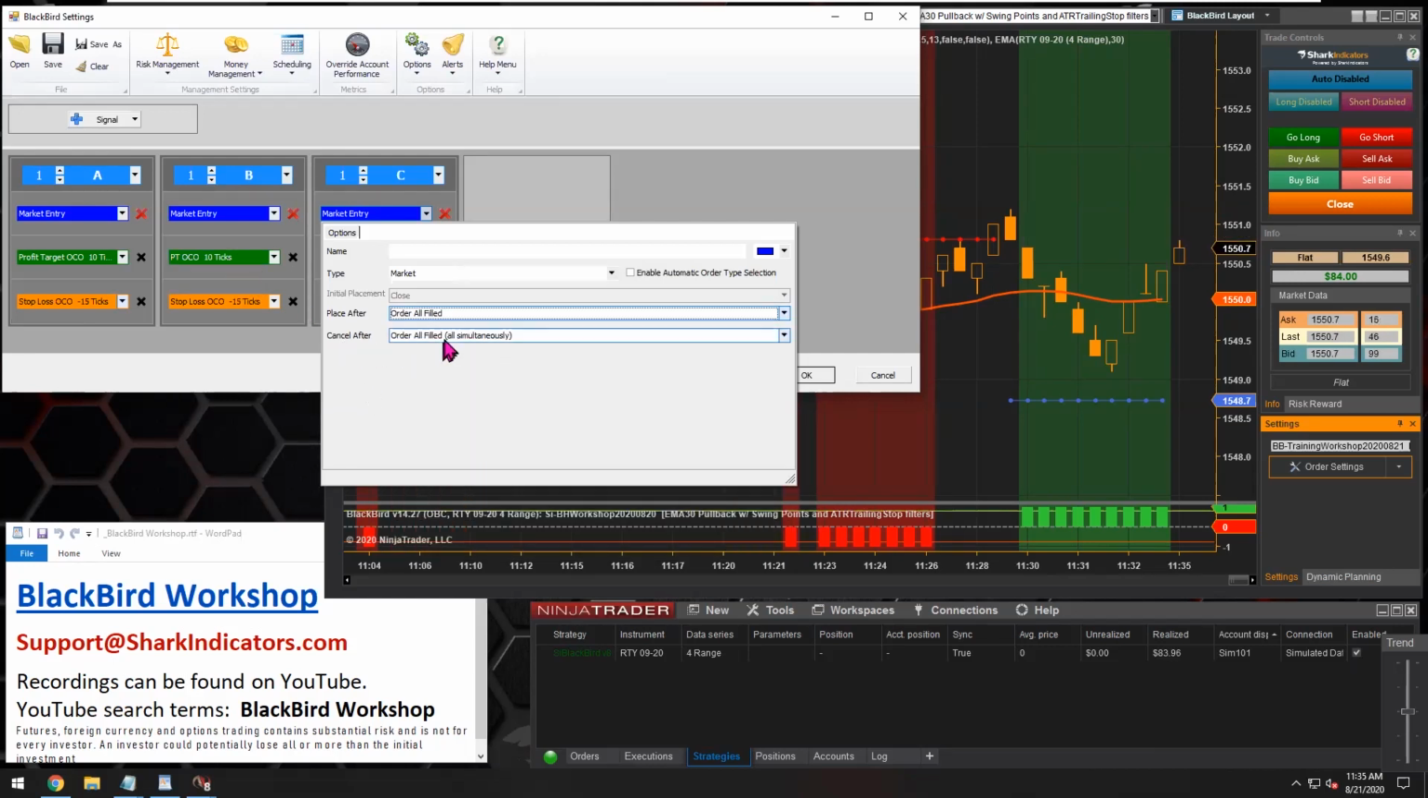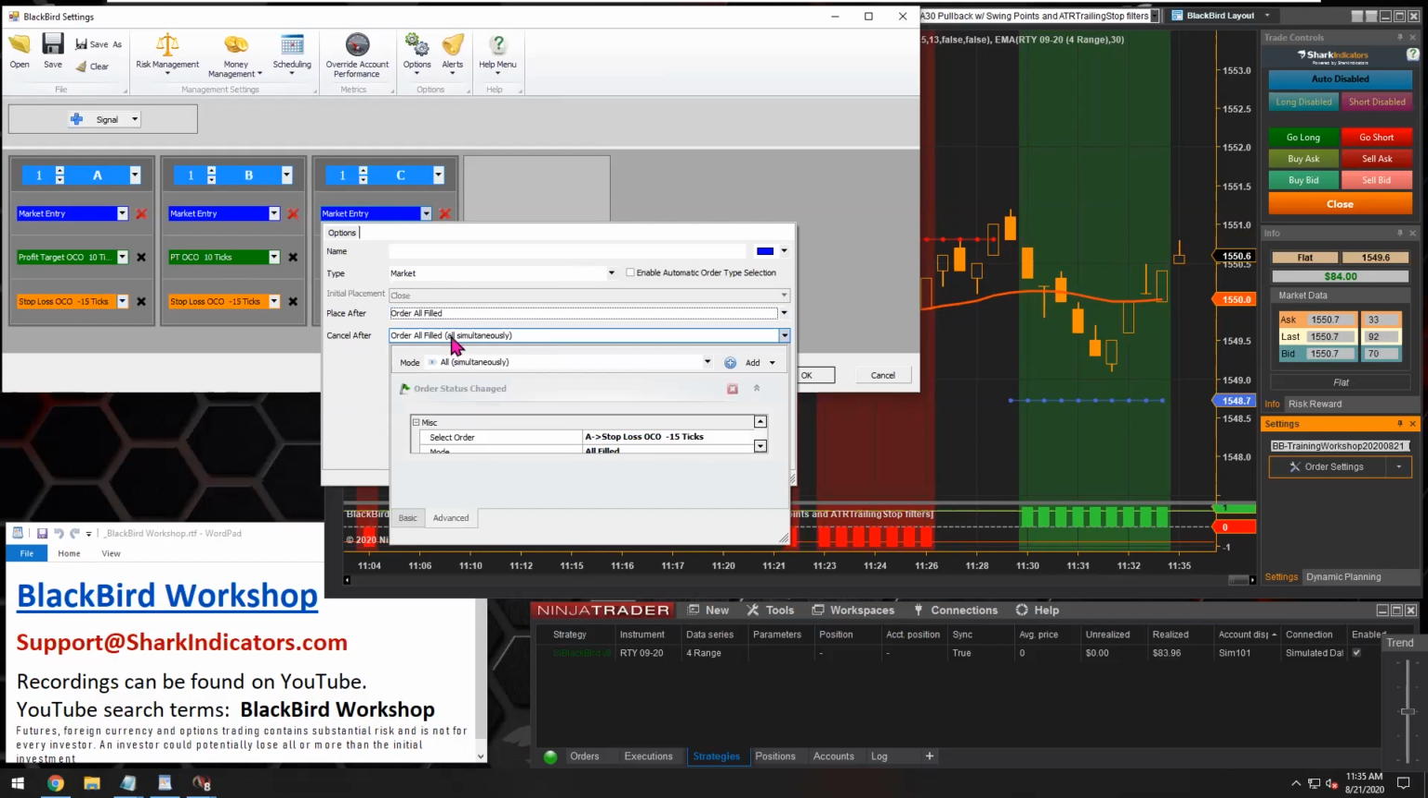But then the cancel after for C: if the stop loss for A gets canceled, then C should get canceled. But also, I'm sorry, not canceled, but if the stop loss for A gets filled, or the stop loss for B gets filled, then you probably want to cancel C.